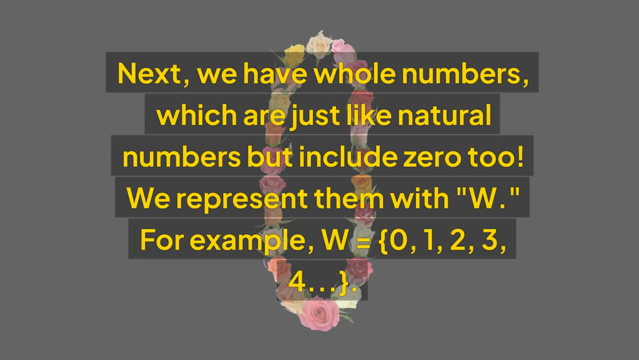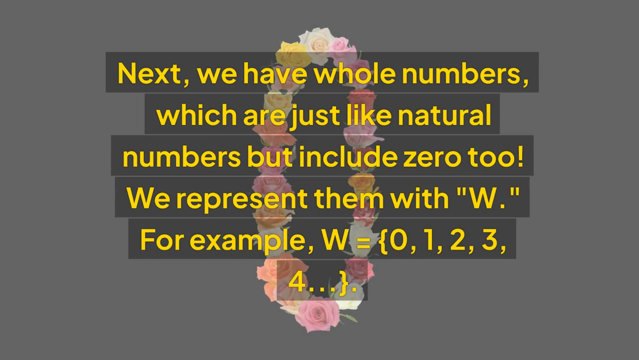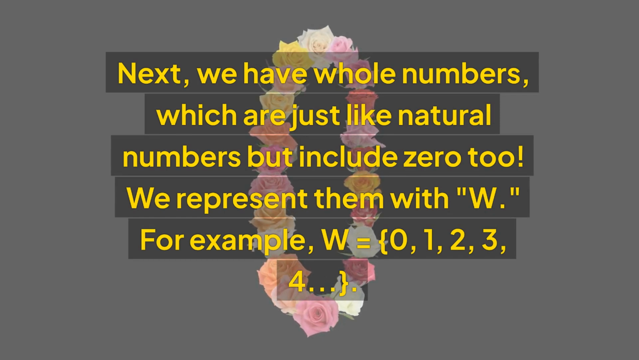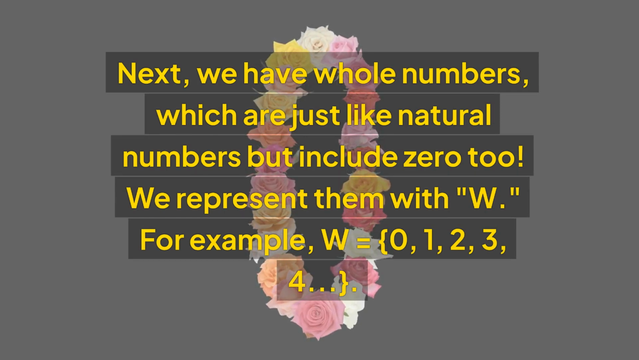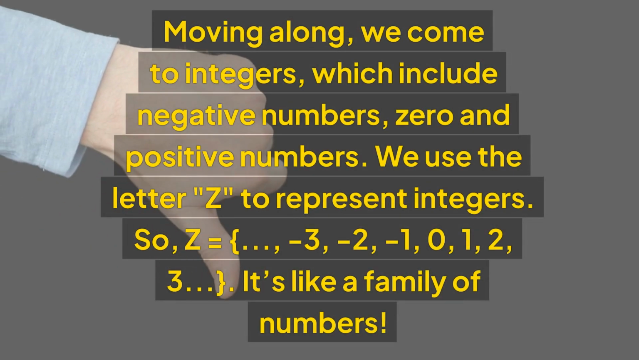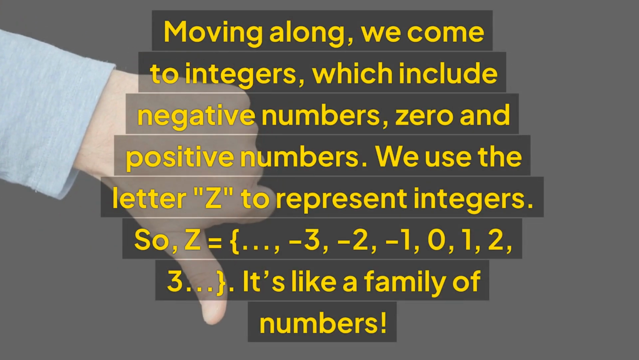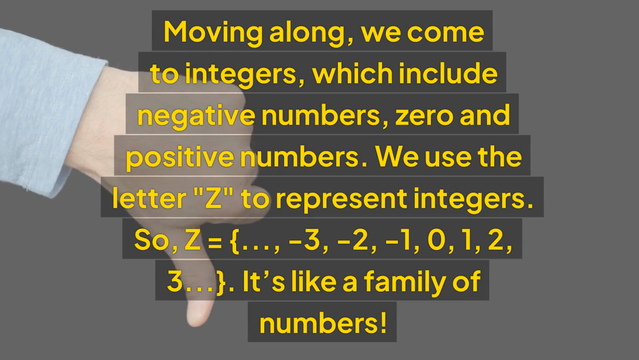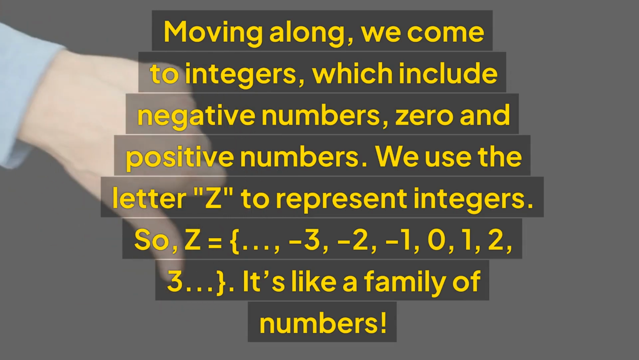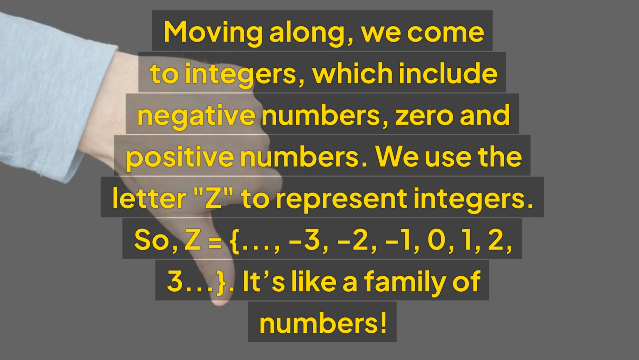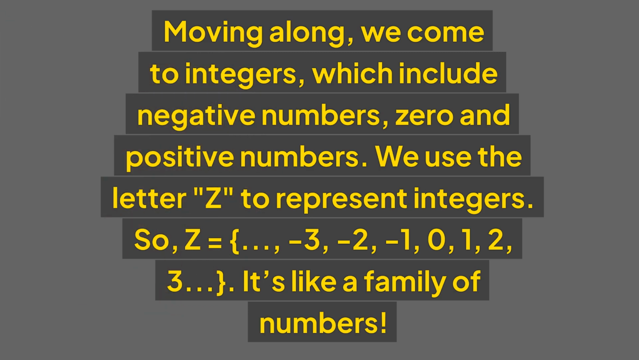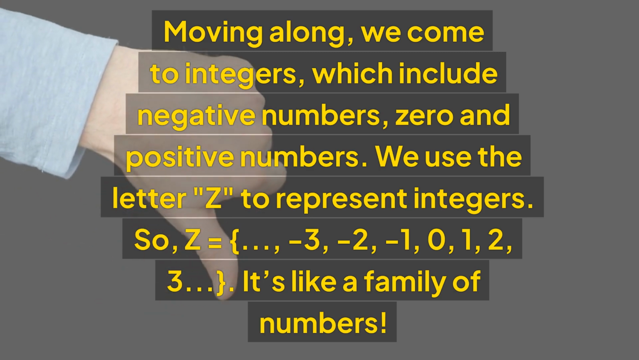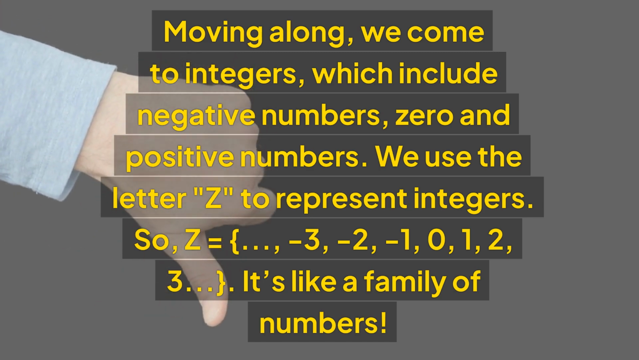Next, we have whole numbers, which are just like natural numbers but include 0 too. We represent them with W. For example, W equals 0, 1, 2, 3, 4. Moving along, we come to integers, which include negative numbers, 0, and positive numbers. We use the letter Z to represent integers. So, Z equals -3, -2, -1, 0, 1, 2, 3. It's like a family of numbers.